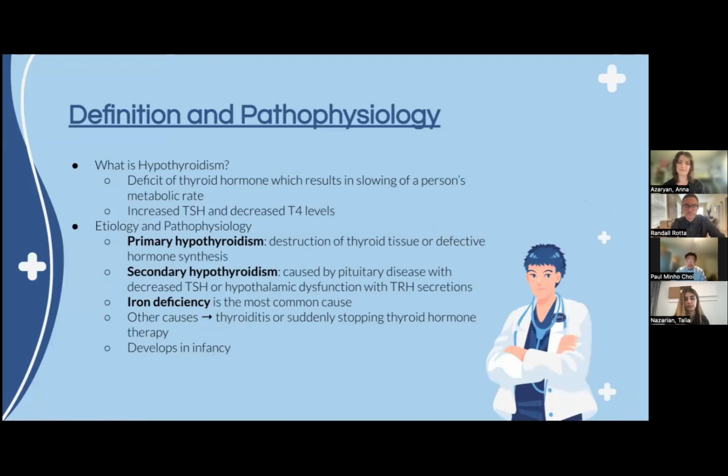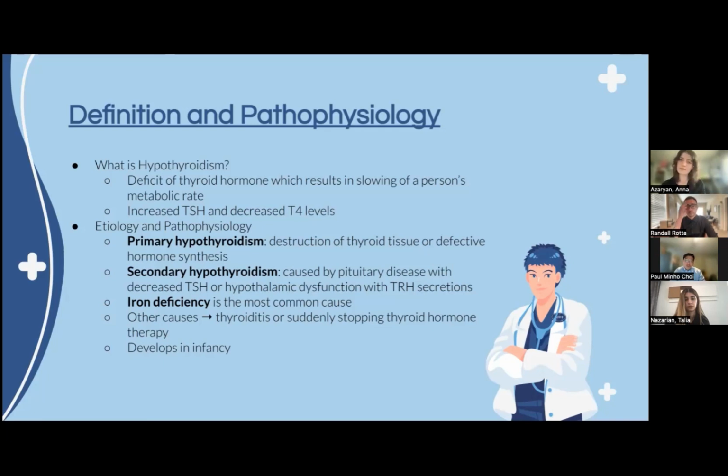All right, so now we're going to move on to hypothyroidism. So hypothyroidism is basically the complete opposite of hyperthyroidism, where now the thyroid gland is having a deficiency in producing as well as secreting thyroid hormones. And the main issue also is going to be that it slows down the patient's metabolic rate, unlike hyperthyroidism. And normally this is going to be seen by increased TSH as well as decreased T4 levels.